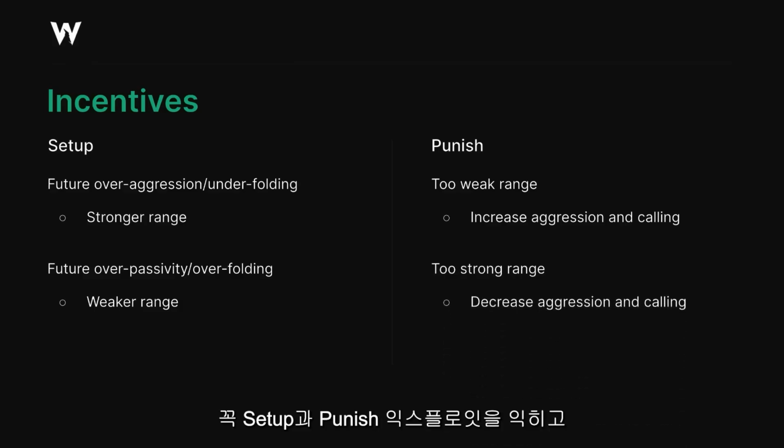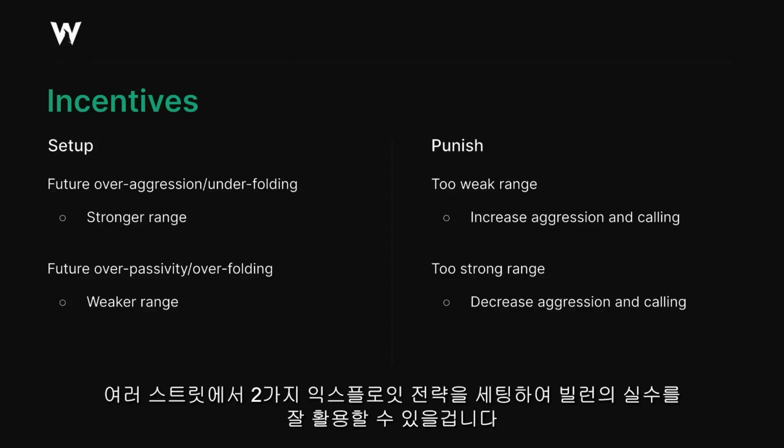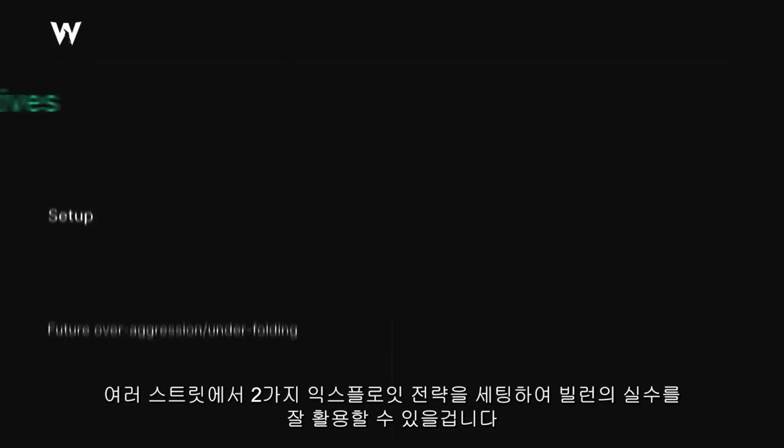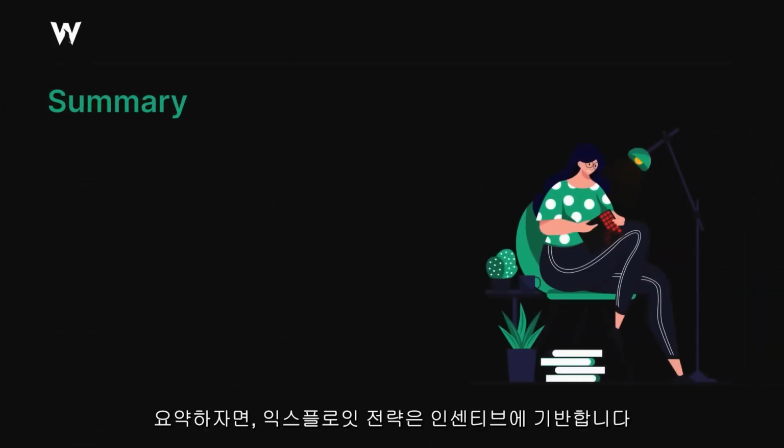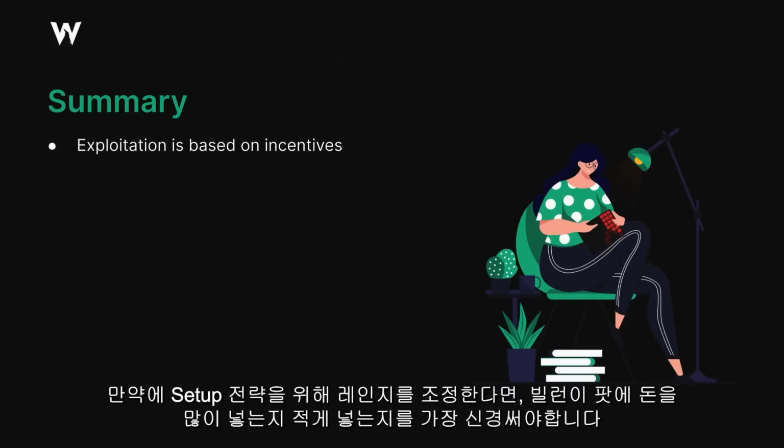Remember to stack the setup exploits and the punish exploits, and you can even go back one or multiple streets and start setting up a really strong exploit to take maximum advantage of your opponent's mistakes. To summarize, exploitation is based on incentives. When it comes to setting up our range for success, what we care about is whether our opponent is going to put in too much money or too little money into the pot in that particular line.